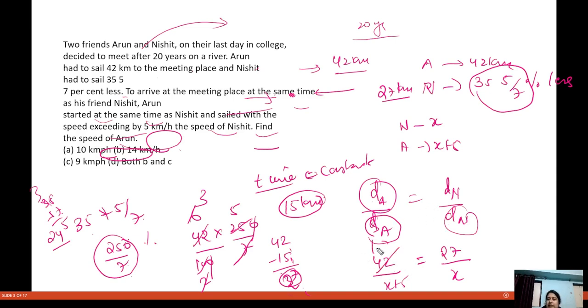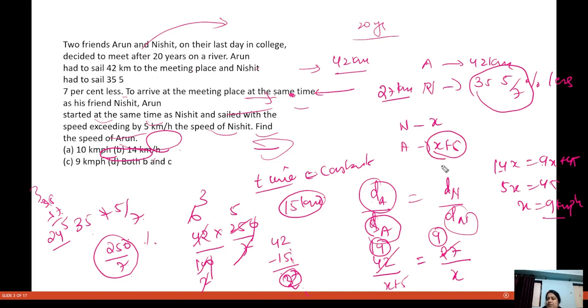Now obviously 3 14 times and 3 9 times. So 14x is equals to 9x plus 45. So this will come how much? This is 5x is equals to 45, or x is equals to 9 kilometer per hour. But you need to find the speed of Arun. So Arun's speed is x plus 5, that is 9 plus 5, so that is 14 kilometer per hour.